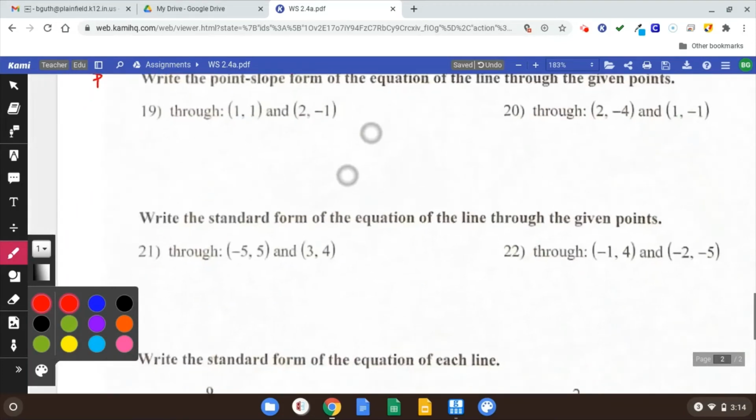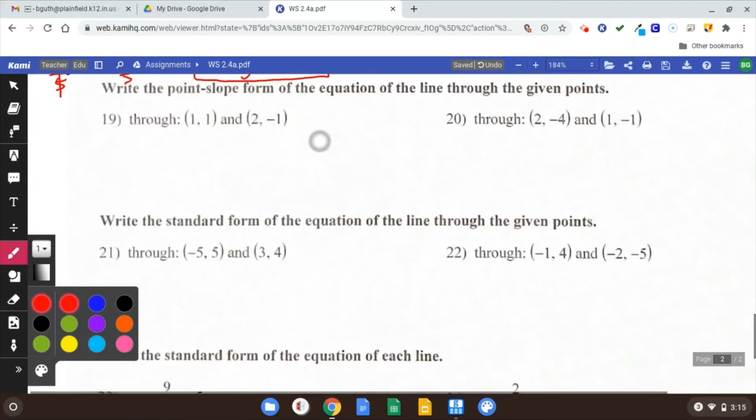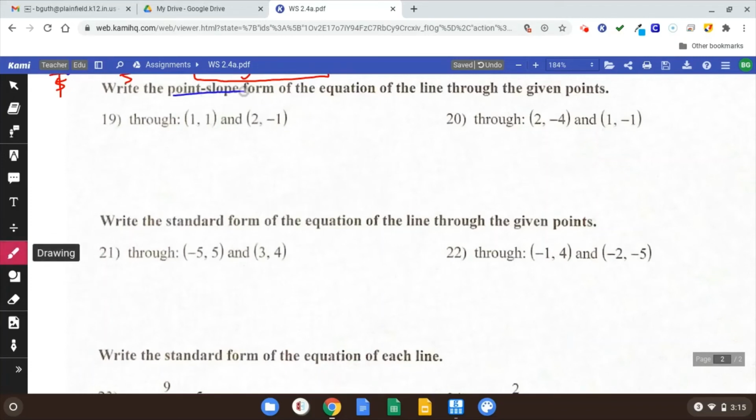Getting close. Number 19. Write the point slope form of the equation of the line. All right, so again, be very careful. They say point slope. So we know we want y minus y1 equals m times x minus x1. That's what we need. Well, we've got a point. We've got 2 points. We've got more than enough points, but we're going to need the slope. And so use your slope formula.